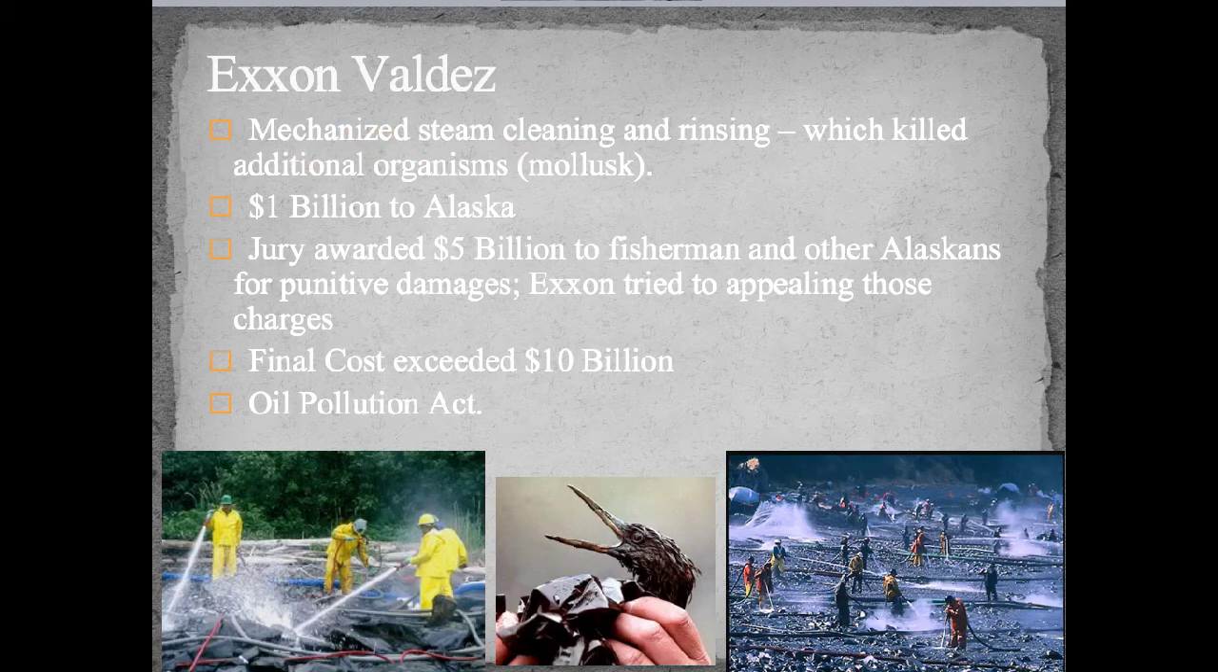A way that they tried to clean it up was this mechanized steam cleaning and rinsing, which you can see down here, which led to additional animal kills, especially mollusks that are attached onto the rocks. Exxon Valdez had to pay $1 billion to Alaska, and then a jury awarded $5 billion to fishermen and other Alaskans for punitive damages. Exxon tried to appeal those charges, but the final cost exceeded $10 billion. And because of it, the Oil Pollution Act was enacted.